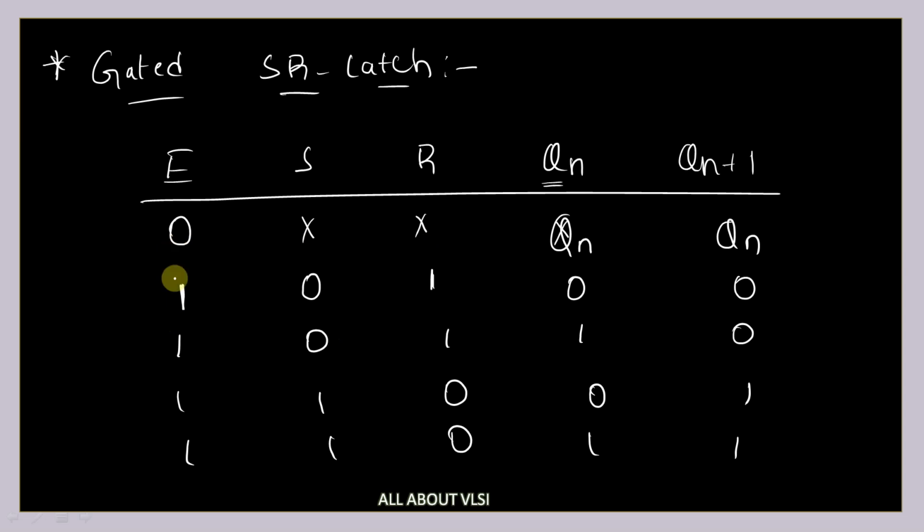But one thing we should be careful about here is the enable signal. Whenever your enable signal is 1, then only your latch is going to work, or else your latch is not going to work. It is going to hold the previous state. Now let us see the diagram for this. So the same gated SR latch using NOR gates, let us see first.